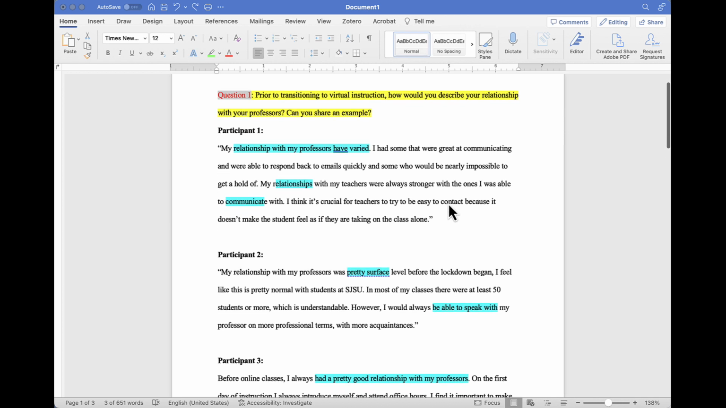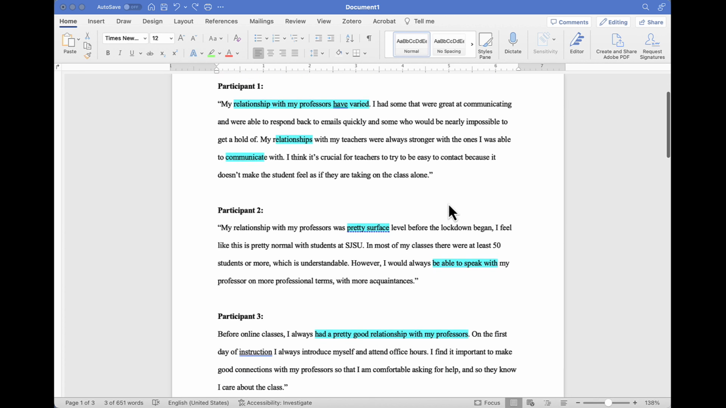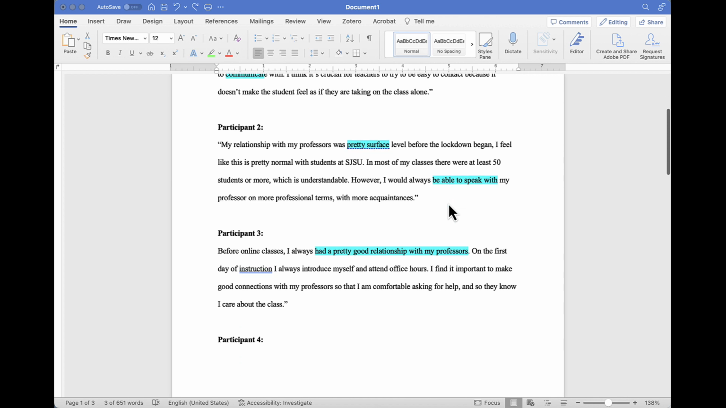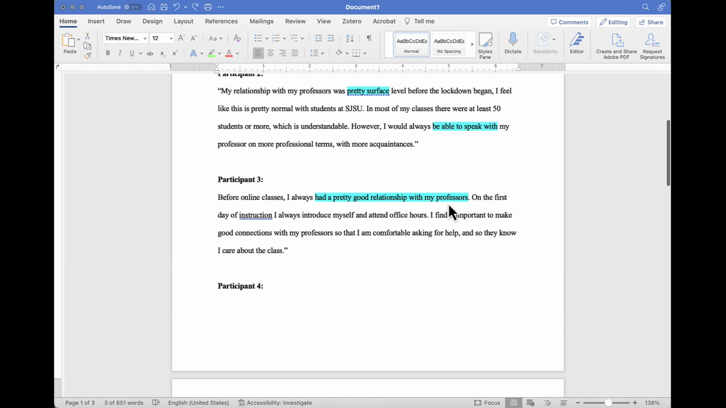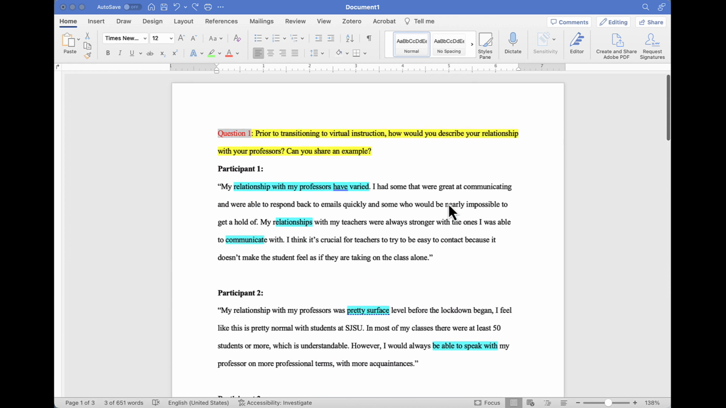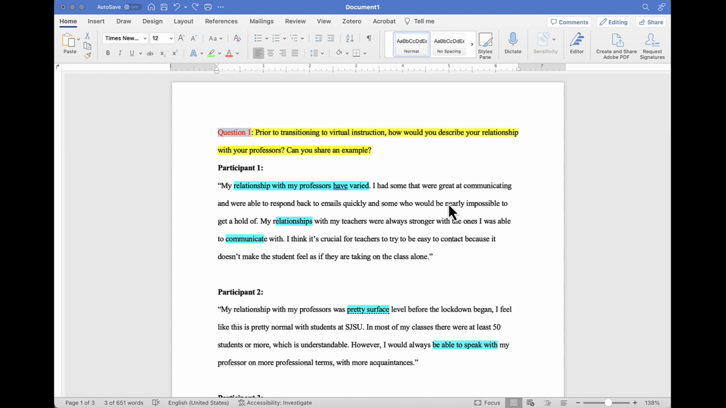In this case, I first began reading and rereading all the interviews, and I began to color code this. Usually, your units are based on your questions, meaning in this case, in the first question, I asked the students about their relationship with their professors before they transitioned into online learning during the COVID-19 pandemic.